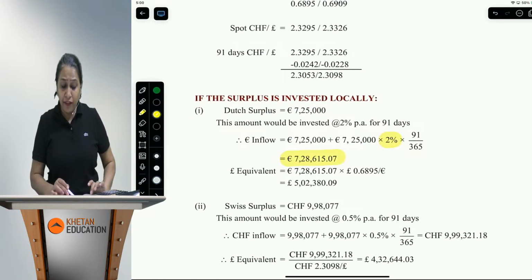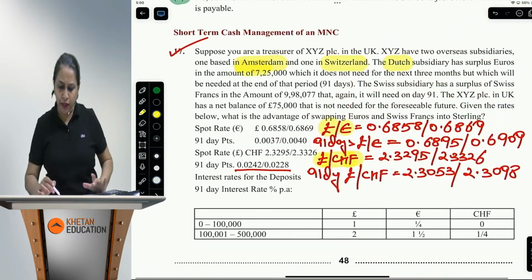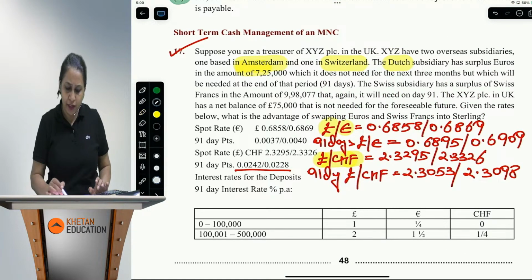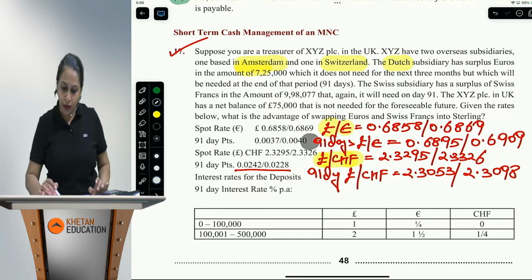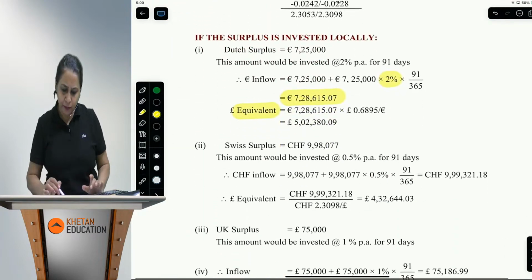Now, I have written a word here, equivalent. What does that mean? It means that actual conversion is not happening there. It is just for the sake of it. So basically guys, you will sell euros and buy pound, at the forward rate, not the spot rate. This rate, 91 days pound per euro. So sell euros and buy pound. Is the rate 0.6895 applicable? So you'll convert that amount at 0.6895. Look at this.